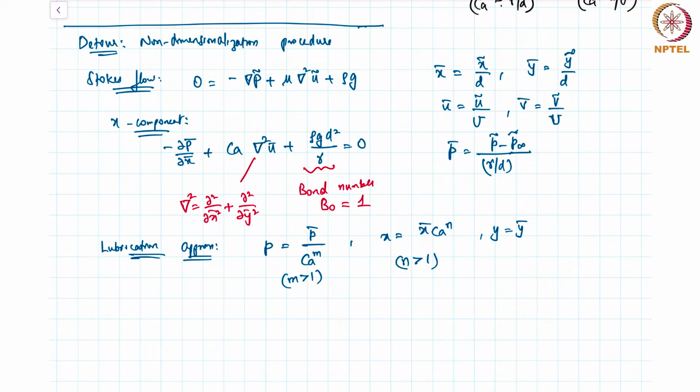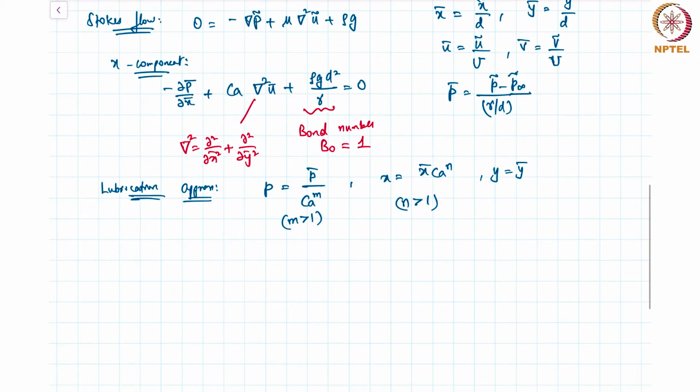How do I make them to be of comparable size? I'll say x will be x bar times capillary power, and because x bar is very, very large, to make x to be an order 1 quantity, I have to multiply it by a small parameter, that is capillary power n. The thing is, I do not know what is the value of n at this point. I also want to enforce one more condition.